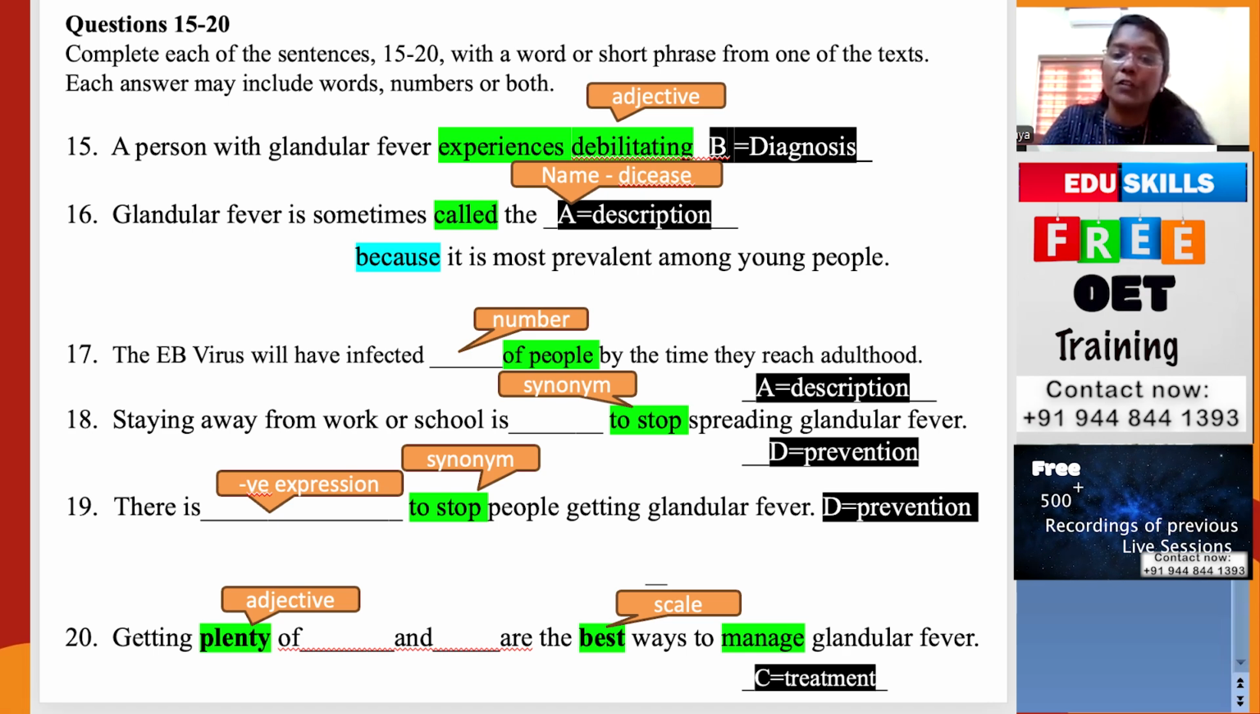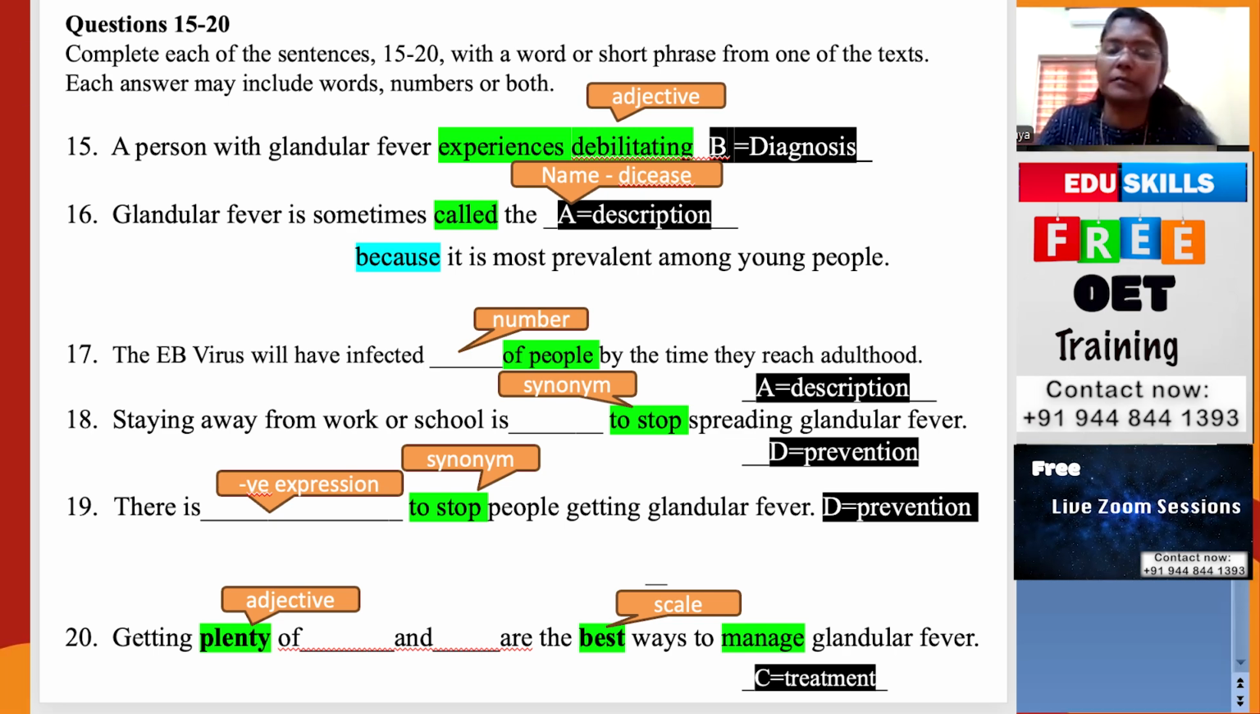Then unwell for 2 to 3 weeks. That is a number, that is the duration or period also, so you have to underline that. Then the adjective is unwell. If it is not underlined, no problem, because if you search for the number we will get it, and during scanning we will get unwell also. Okay, you can underline that also. Then next one is debilitating tiredness and fatigue. Debilitating is the adjective.